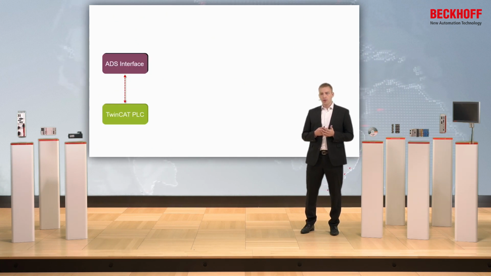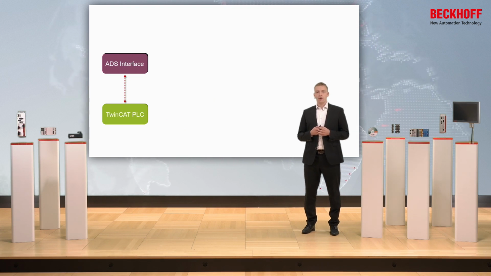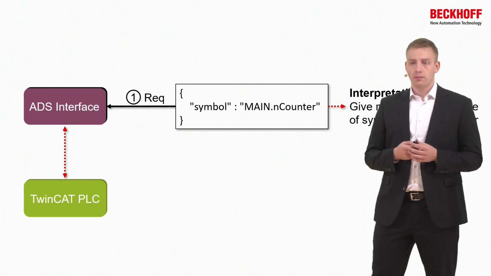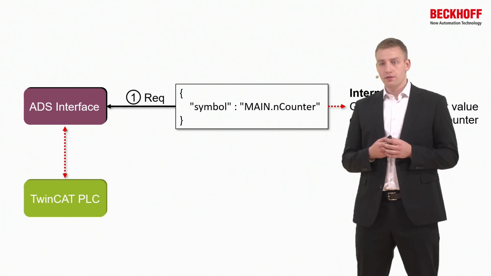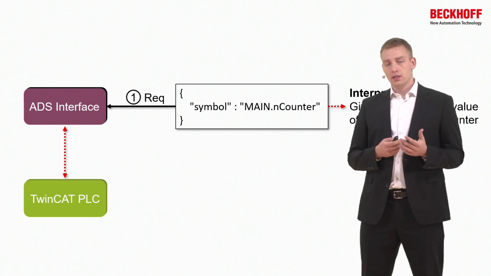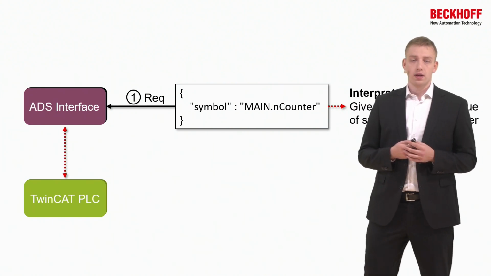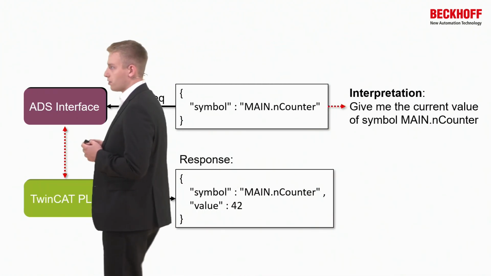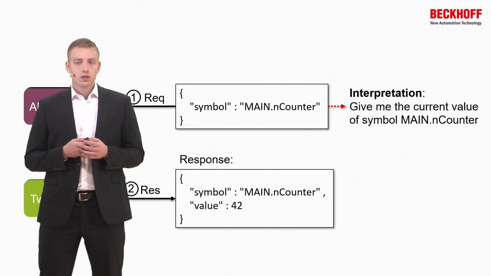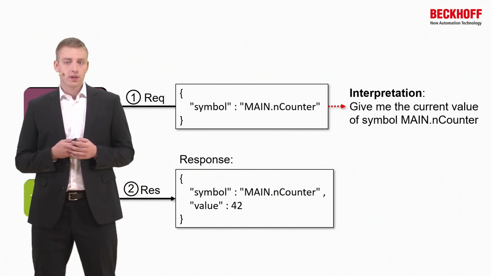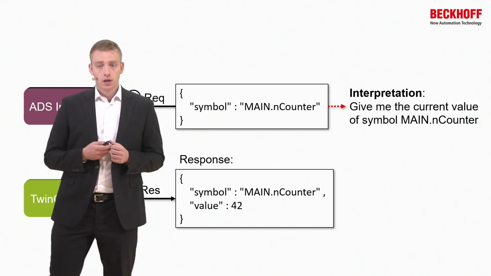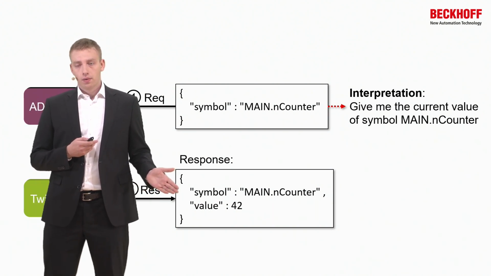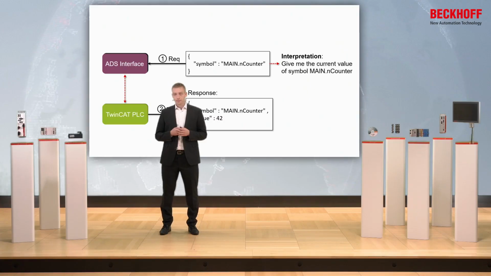First of all, the direct communication with ADS. An ADS client can send a request to the ADS interface, and the ADS interface will then communicate internally with the TwinCAT PLC and afterwards send the response back to the ADS client. In this sample, we have the encounter variable, and we want to read it out, and the response then contains the current value of this variable in the PLC.